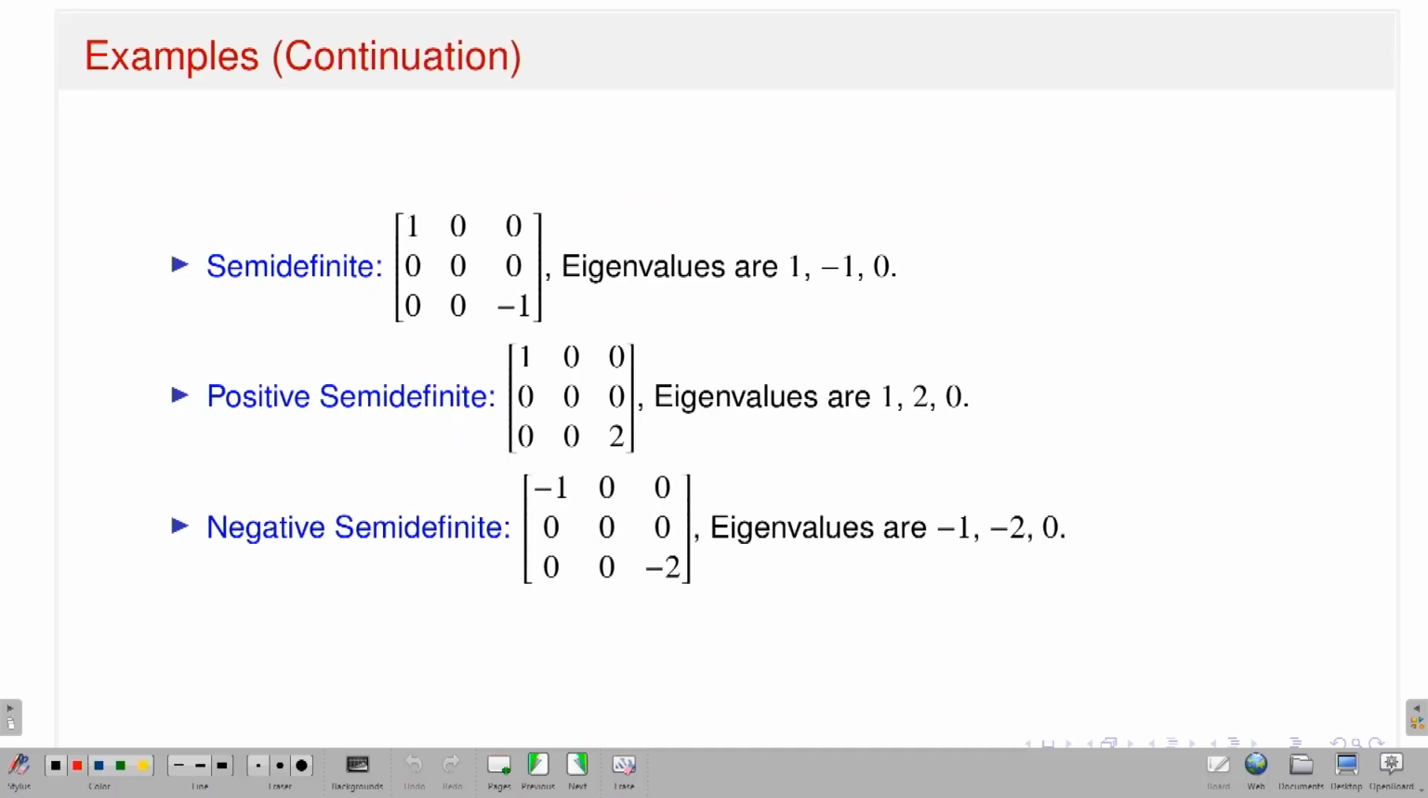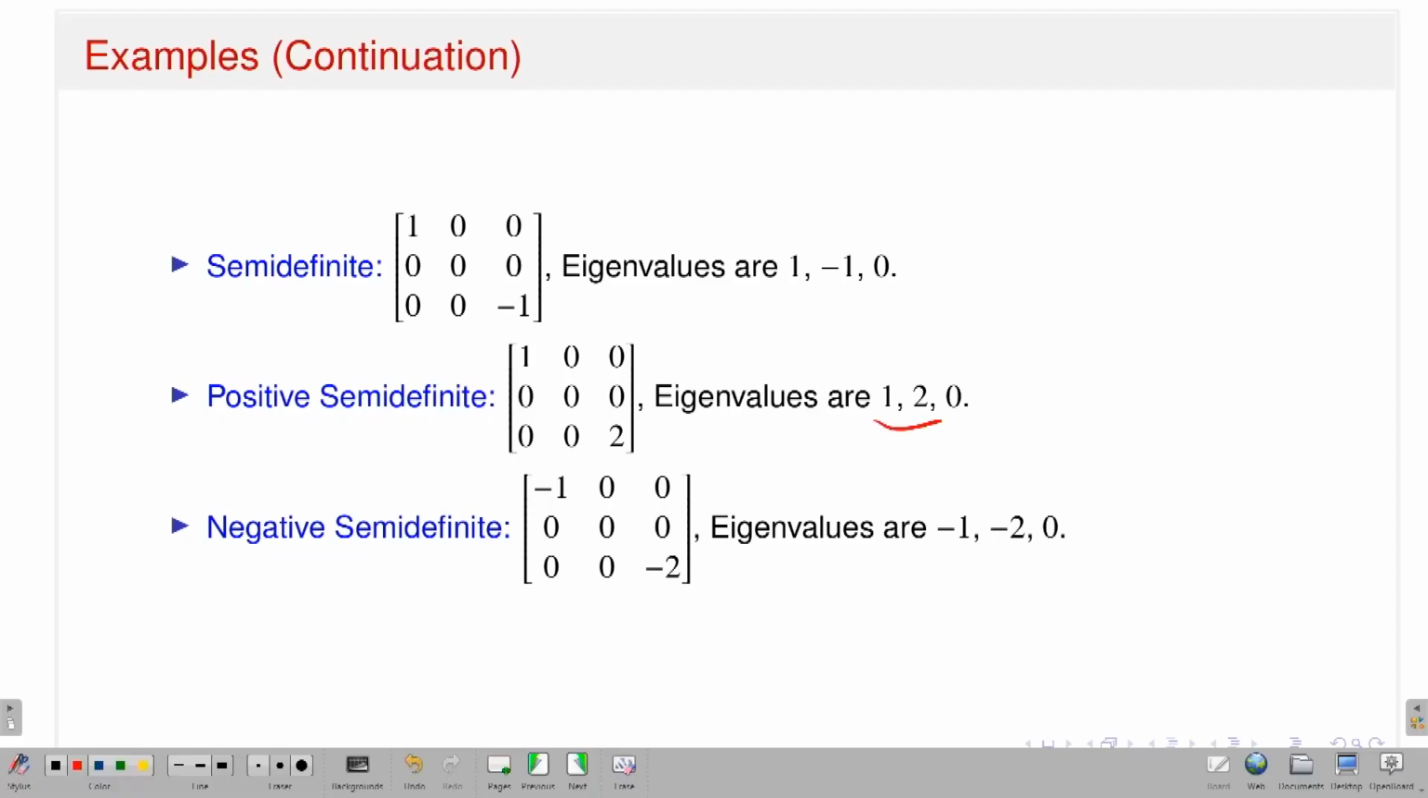Semi-definite, look at the diagonal elements, it is 1, 0, -1. So 0 is an eigenvalue. So therefore this is a semi-definite matrix. Positive semi-definite means, okay, look at the diagonal elements 1, 0, 2. These are the eigenvalues. 0 is an eigenvalue. Other non-zero eigenvalues are positive. So therefore this is positive semi-definite.